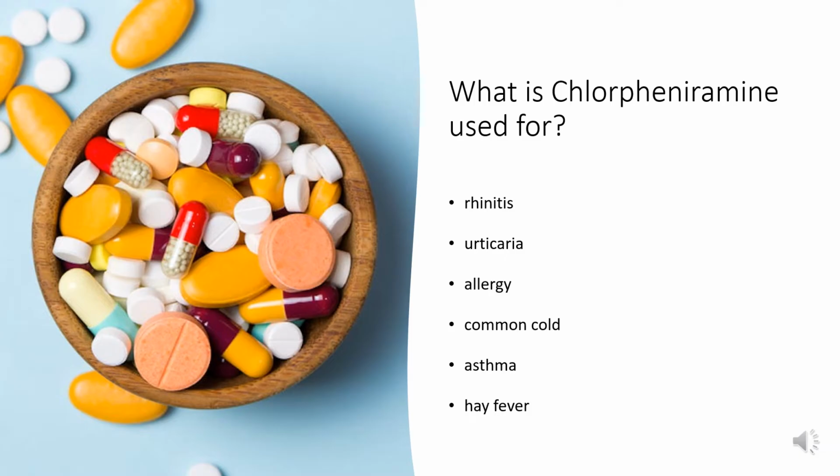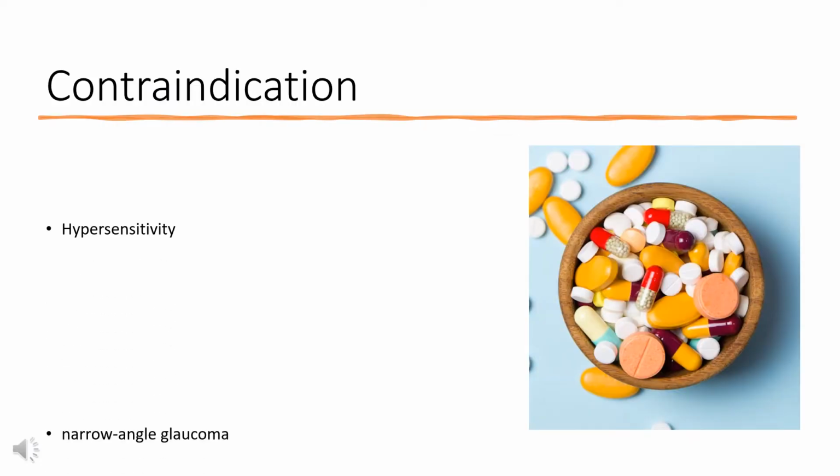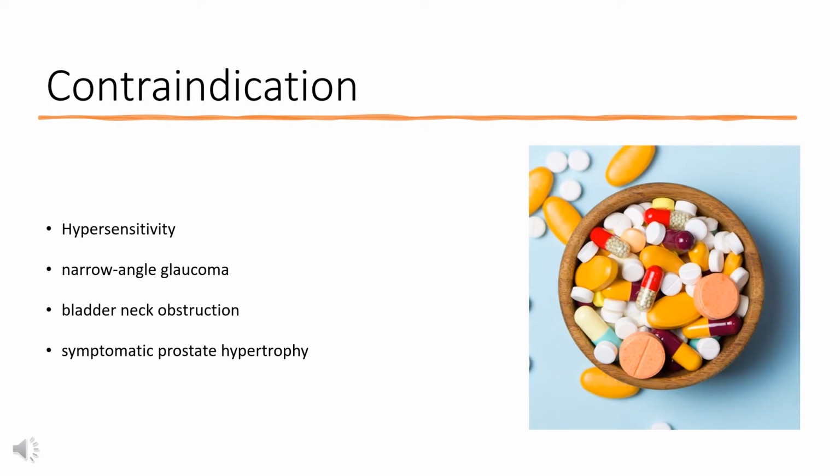What is chlorpheniramine used for? For the treatment of rhinitis, urticaria, allergy, common cold, asthma, and hay fever. Contraindications. Hypersensitivity to chlorpheniramine or any component of the formulation, narrow-angle glaucoma, bladder neck obstruction, symptomatic prostate hypertrophy, during acute asthmatic attacks, stenosing peptic ulcer, pyloroduodenal obstruction.